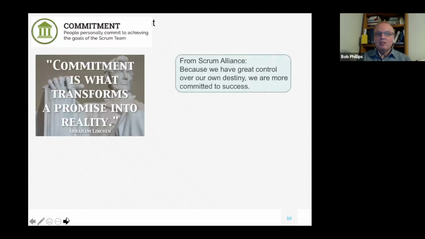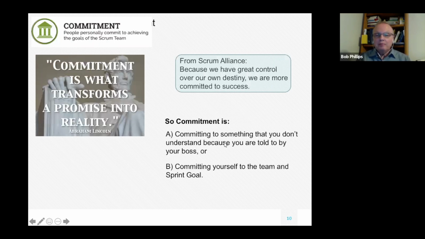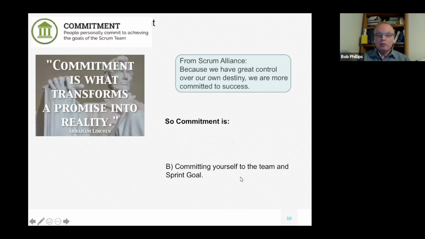So basically, the Scrum Alliance says that it's great to have great control over your destiny. And if you feel like you control your own destiny, you're going to be a lot more committed to the project and its success. So for commitment, is it committing to something that you don't understand because you were told by your boss, or committing yourself to the team and the sprint goal? I think you guys are kind of getting the idea right now that commitment is to yourself and to the team. So the answer would be B.